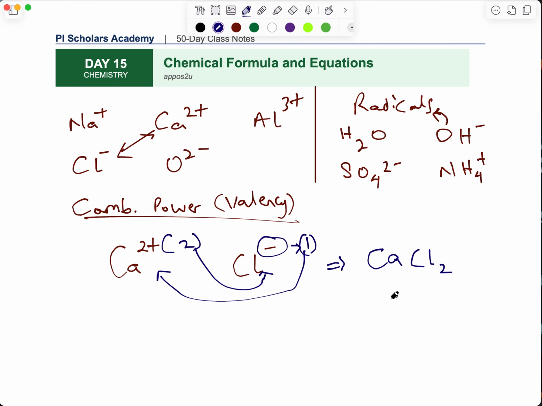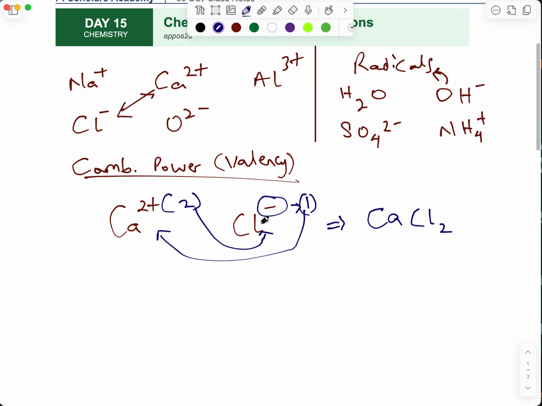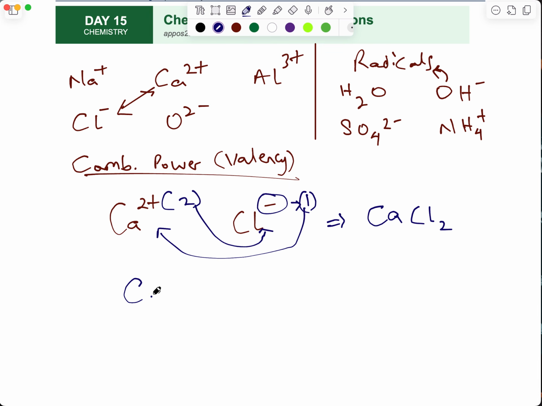It has been formed by using 1 atom of calcium and 2 atoms of chlorine. So that is exactly what we're talking about here. So what if you have something of this nature? You have Ca2+ and you have O2-. As you can see, both of them have the same combining power. This one has 2, this one has 2. Of course, they are different in sign, but I'm only concerned about the number. If you had to do it by what I did here, you would have something like Ca2O2.